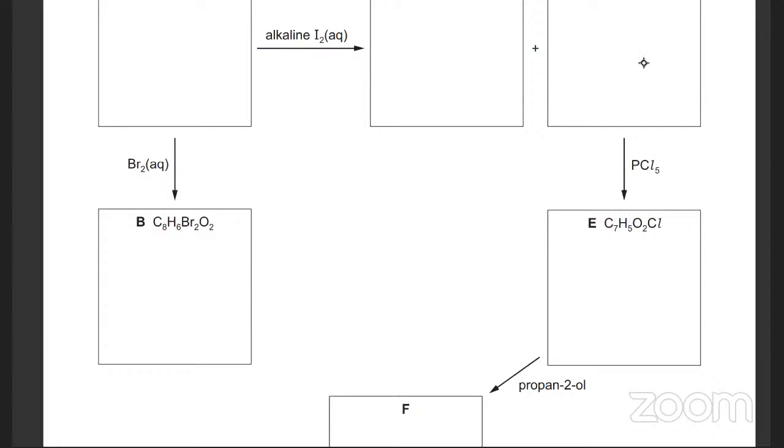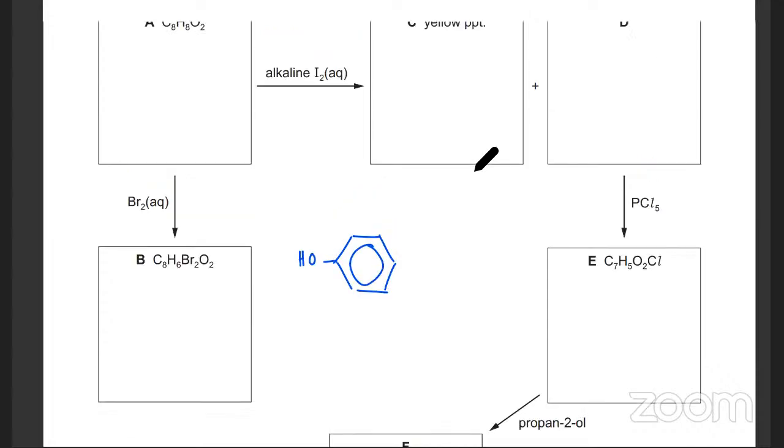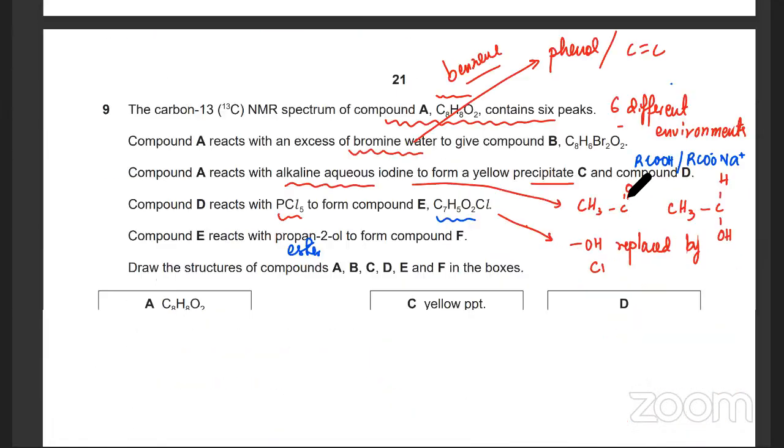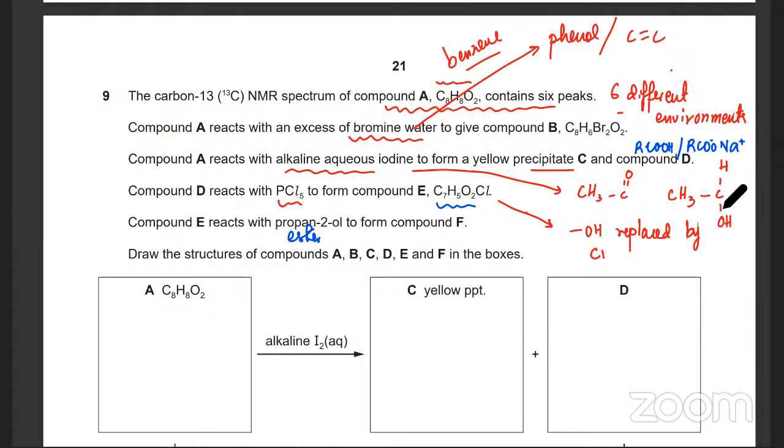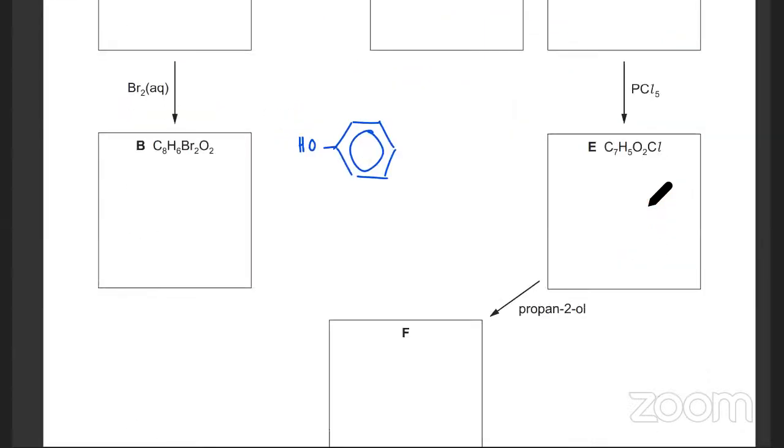So for example, over here, I know it's a benzene, and my hunch is that it's a phenol. Why? Because it's got bromine. Plus, it's got a positive iodoform test as well. So it might be a CH3 C=O, or it might be a CH3 CHOH. So it could be both of them because you're getting an iodoform test which is positive. So it might be, let's go with this one first.